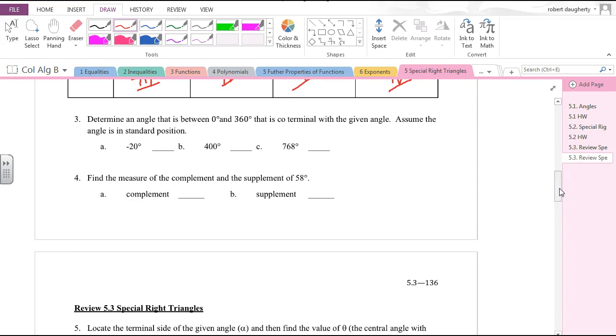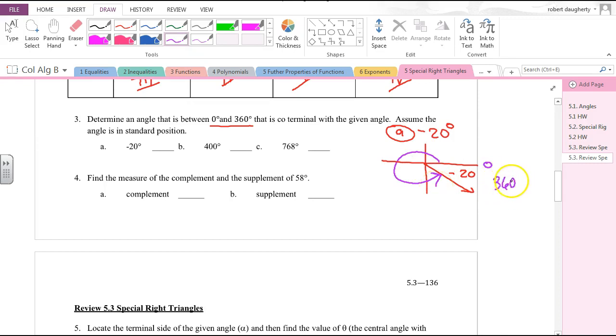Find an angle between 0 and 360 that is coterminal with the given angle. So I didn't give you space here, but just draw this out. So part A, negative 20 degrees. So negative 20 degrees is right here. Okay, if I want to find an angle that is coterminal between 0 and 360, I'm looking to find the angle that goes right here. What is that angle? That angle is 360 minus 20. That's a 340-degree angle. So 340 degrees is coterminal to negative 20.